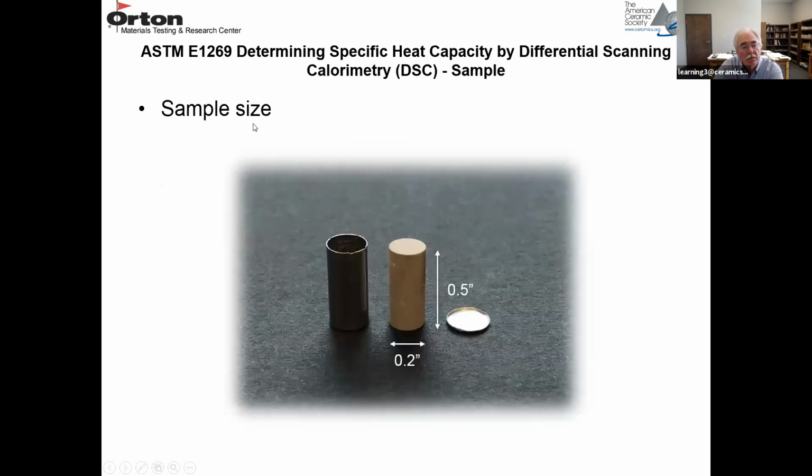Here's an example of a sample. This on the left is a platinum crucible. The top to the crucible is on the right, and in the middle is a cylinder. This is a homogeneous material. It's about 0.2 inches in diameter and a half inch tall, so it's a small sample.